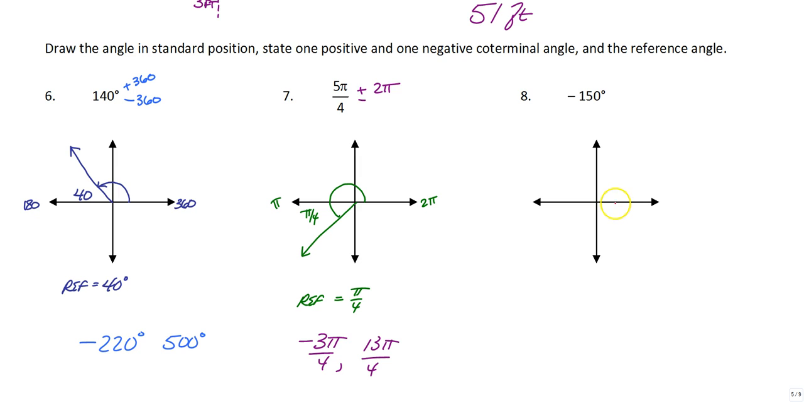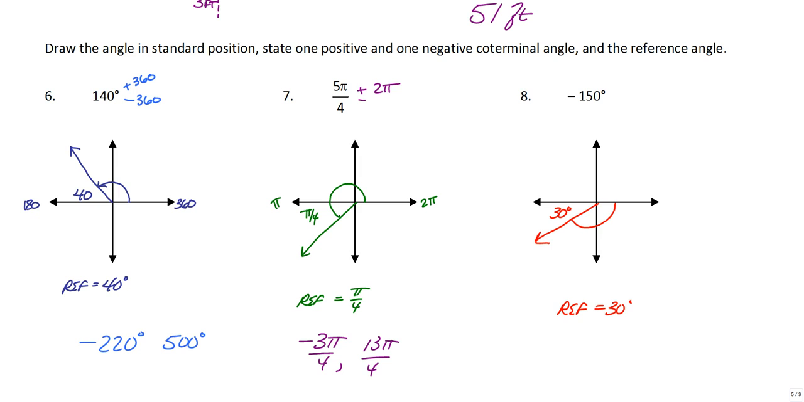Last example, a negative angle means we go clockwise instead. So we're going to go negative 150 degrees, which means we are 30 degrees away from getting to negative 180. Now notice how I didn't say anything about our negative reference angle. Reference angles are always positive. So we have a 30-degree reference angle.